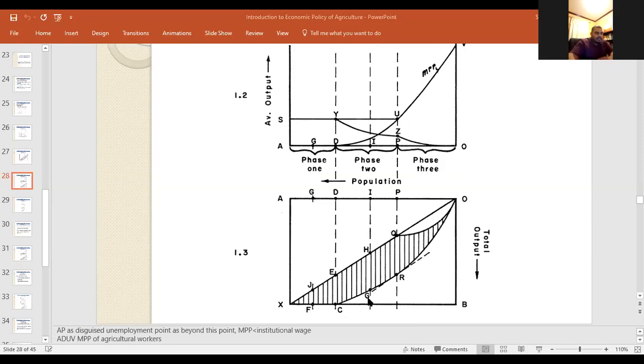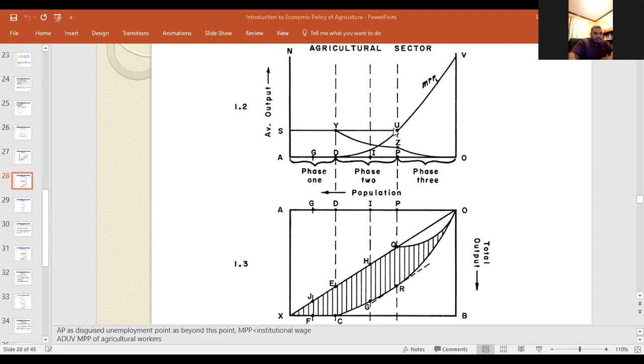Now, ADUV on the top graph actually represents the marginal physical productivity of agricultural workers. And as you can see, it is only as we begin to move beyond the turning point, as we call it, for phase three, up to the point of U, that you'll find that the marginal physical productivity actually begins to increase, as opposed to the previous two phases, where the marginal physical productivity is either zero in phase one or negligible in phase two. So as we begin to move into phase three, you'll see that marginal physical productivity begins to increase.